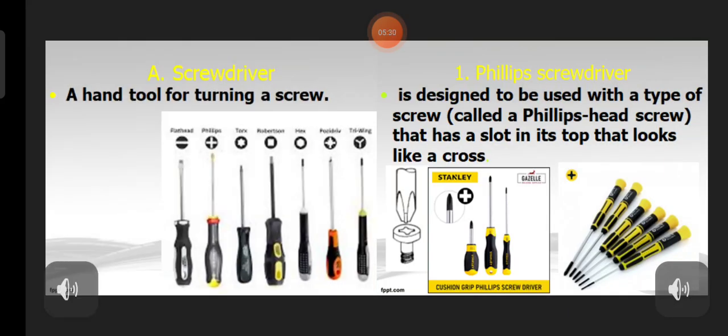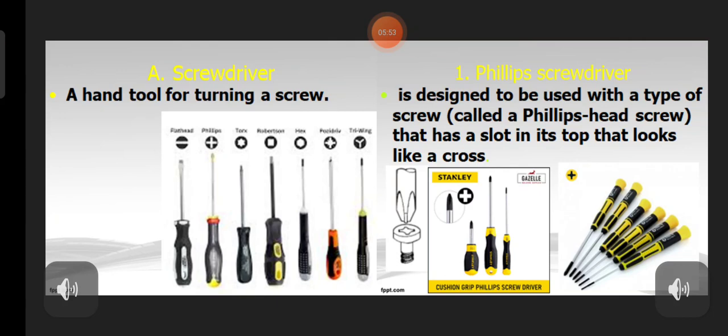One of the driving tools is a screwdriver. A screwdriver is a hand tool for turning a screw. Screwdrivers are made of steel hardened and tempered at the tip, used to loosen or tighten screws with slotted heads. They come in various sizes and shapes.